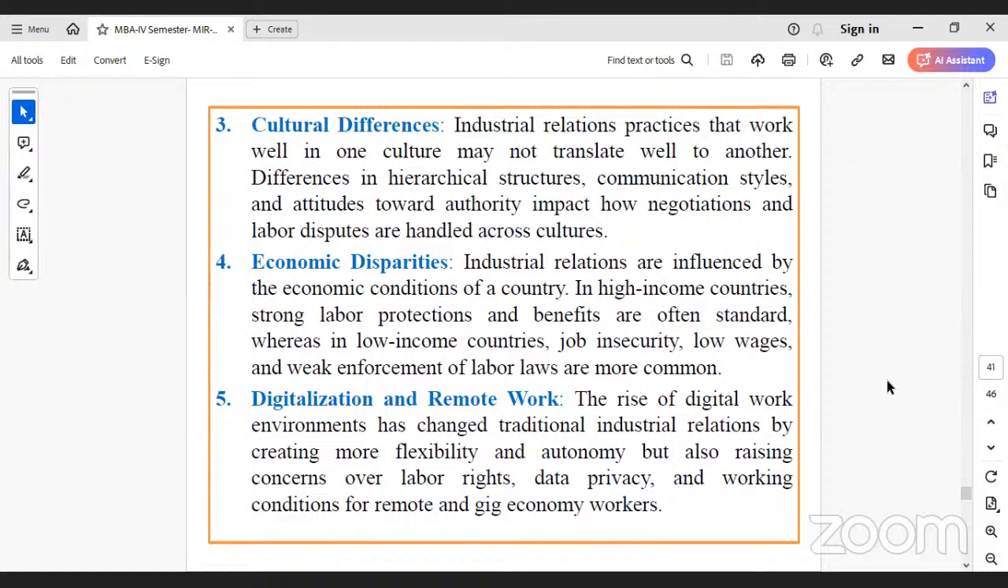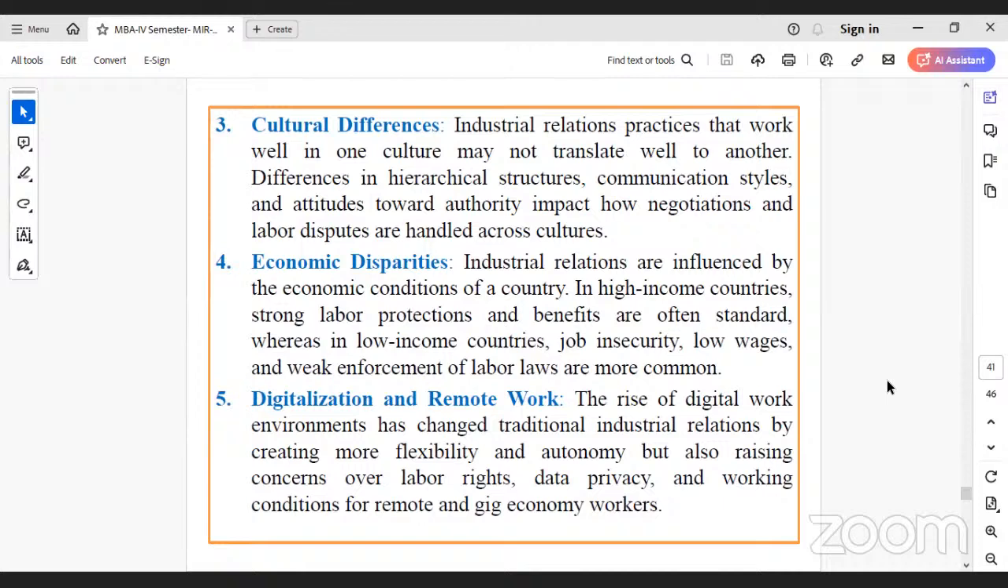And the cultural differences, economic disparity, digitalization and remote work. Industrial relations practices that work well in one culture may not translate well to another. Differences in hierarchical structure, communication styles, and attitudes toward authority impact how negotiations and labor disputes are handled across cultures. So cultural differences and economic disparities will be there across countries.